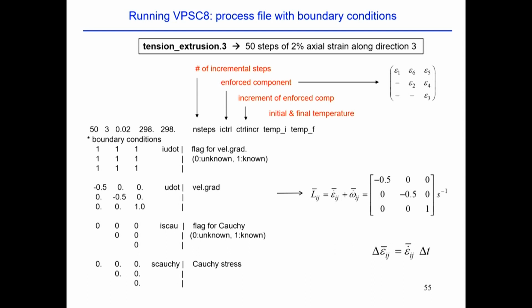Okay? And of course, the same with the Cauchy stress, sigma 11, sigma 22, sigma 33. This tells which are the stress components that you are enforcing, and this is the value of the components that you are enforcing. As a matter of fact, these are zeros because you don't know what they are. You are not enforcing them. They are going to be a consequence of the simulation.